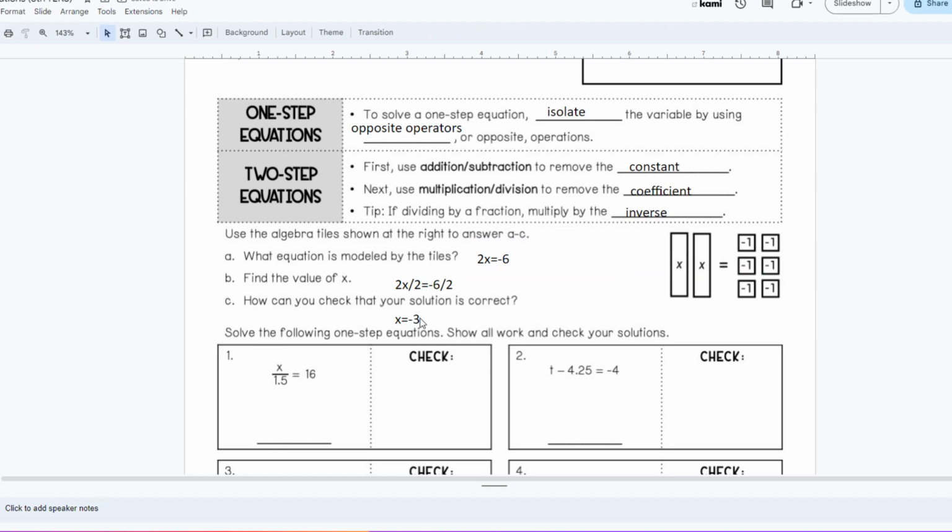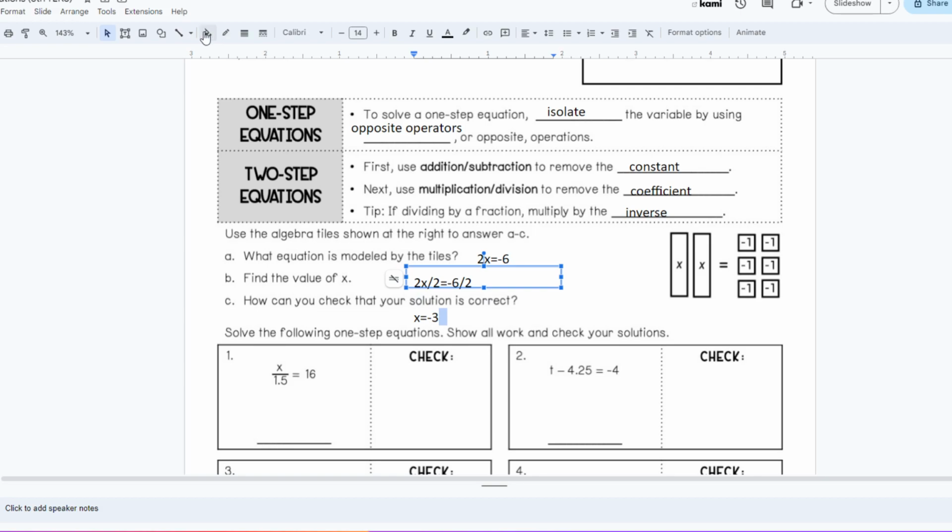How can we check our solution is right? Well, if our solution is -3, all we have to do is plug that back into our x value. So basically, plug this guy back into our x from up here. And that's how we can see if we're right. So does 2 times negative 3 equal negative 6? Well, yes, it does. So we are perfectly fine on that.